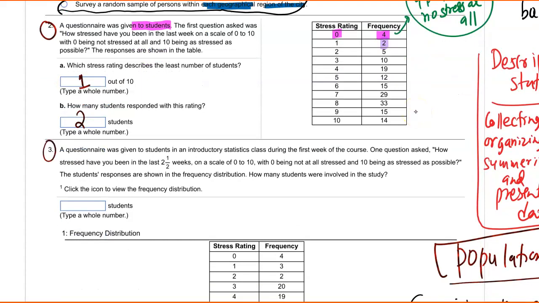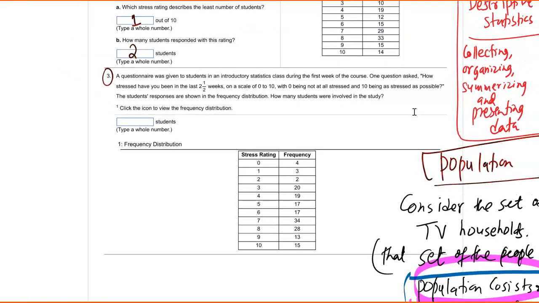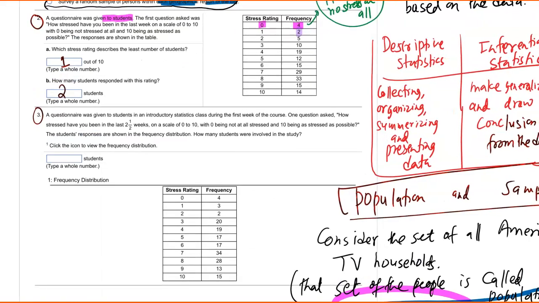Question number 3. Similar question here, but different numbers, different frequencies. See, 0 has a frequency of 4, 1 has a frequency of 3, but it's 2 here. The questionnaire was given to students in an introductory statistics class during the first week of the course. How stressed have you been in the last 2.5 weeks? On a scale of 0 to 10, 0 being not stressed at all, 10 being as stressed as possible. The student responses are shown in the frequency distribution.